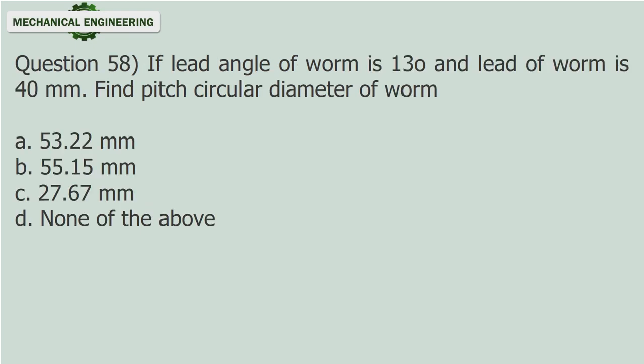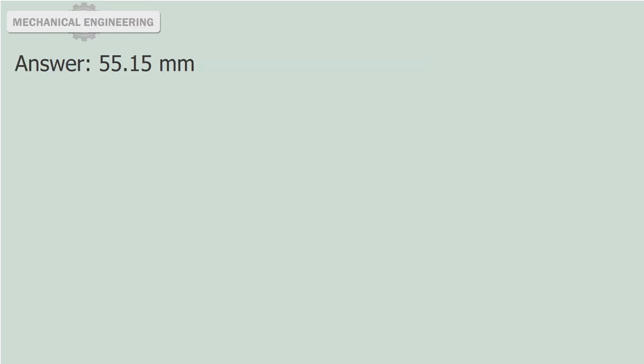Question 58. If lead angle of worm is 30.0 and lead of worm is 40 millimeters, find pitch circle diameter of worm. A. 53.22 millimeters. B. 55.15 millimeters. C. 27.67 millimeters. D. None of the above. Answer: 55.15 millimeters.